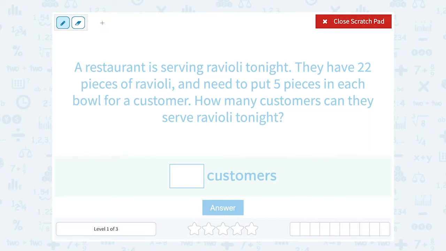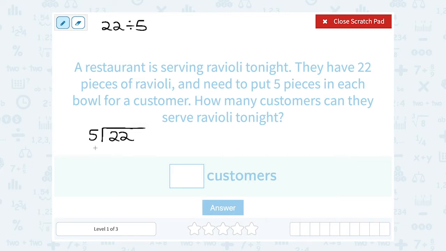All right, well, if they have 22 pieces of ravioli and they have to put 5 pieces in each bowl, we can divide that by 5 to see how many bowls they can make up, or how many customers they can serve. Now, 22 does not divide evenly by 5. When it doesn't divide evenly, I think it's easier to write it out this way as a long division problem. There's a few ways we can write our answer. We could write it with a remainder, with a fraction, or with a decimal.